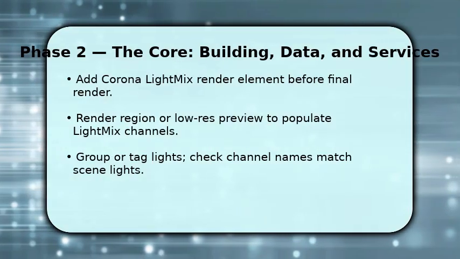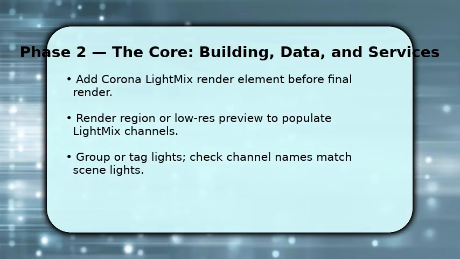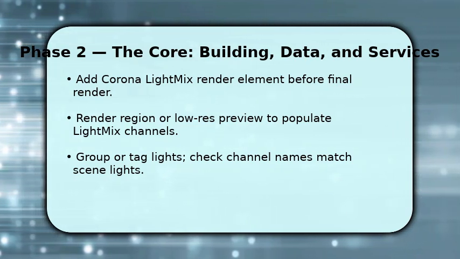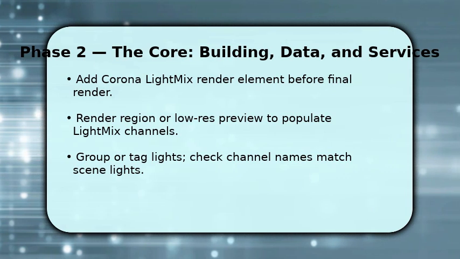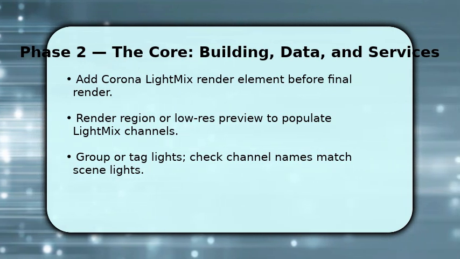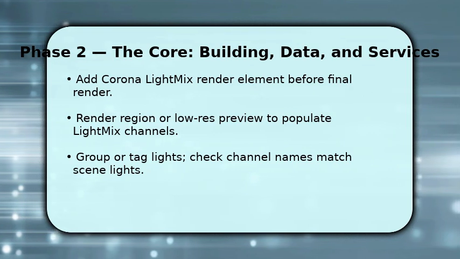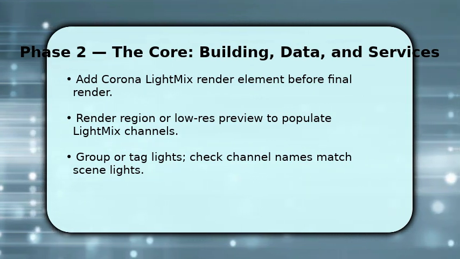Now add the Corona Lightmix render element and any other needed AOVs. Start a low-res or region render to populate Lightmix channels quickly so you can map and adjust without waiting. You will see separate channels for each named Corona light. Match them to your scene by toggling visibility.